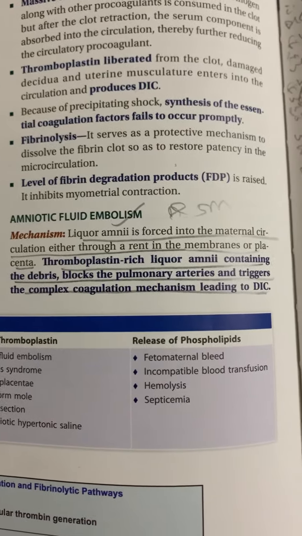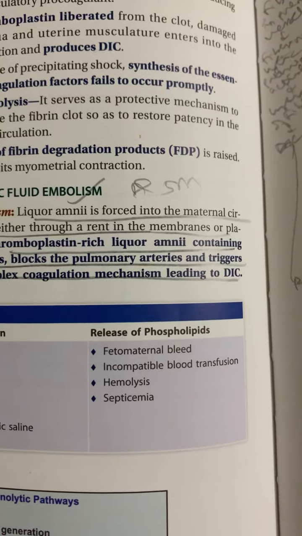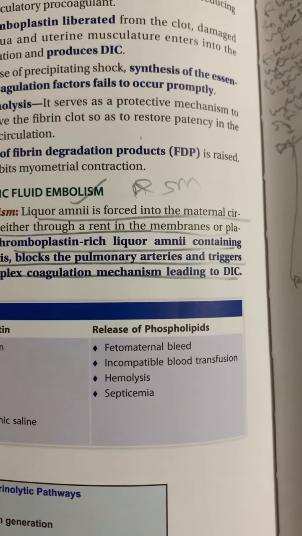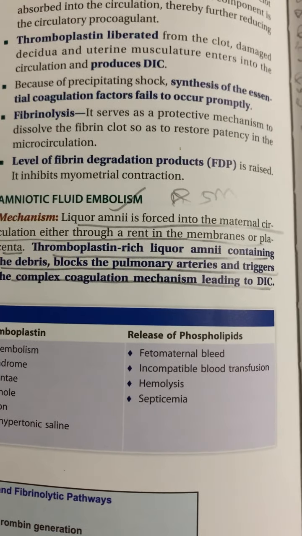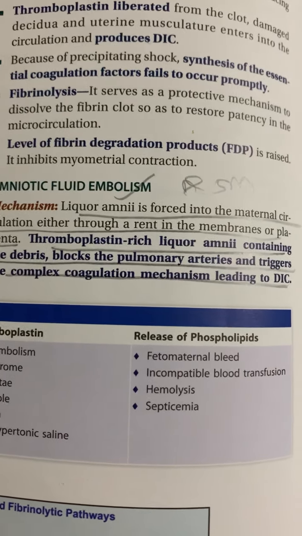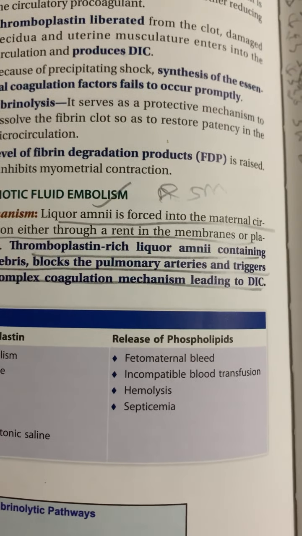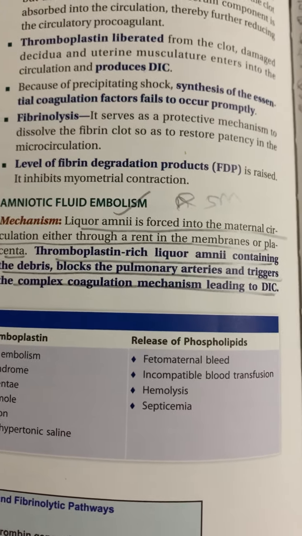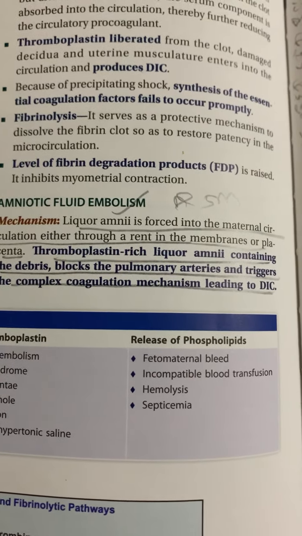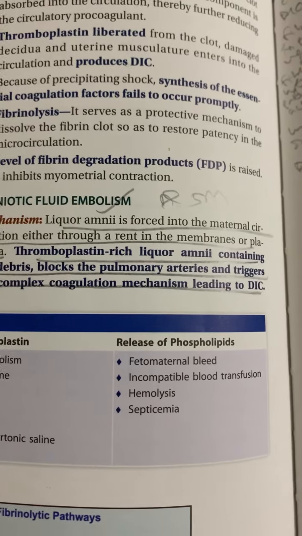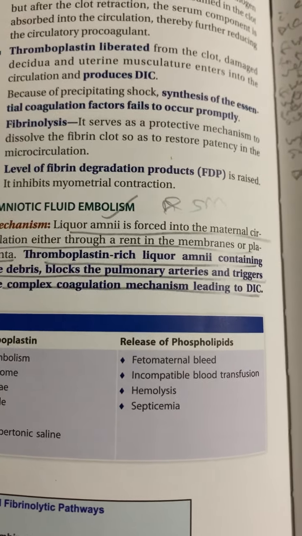Amniotic fluid embolism is a rare disorder. So the mechanism is, amniotic fluid is a thromboplastin-rich fluid, and this fluid, either through rents in the membranes or through the placental side, will enter the maternal circulation. Now it is rich in thromboplastin, and it will go and lodge in the pulmonary artery, and it will block it and initiate disseminated intravascular coagulation.